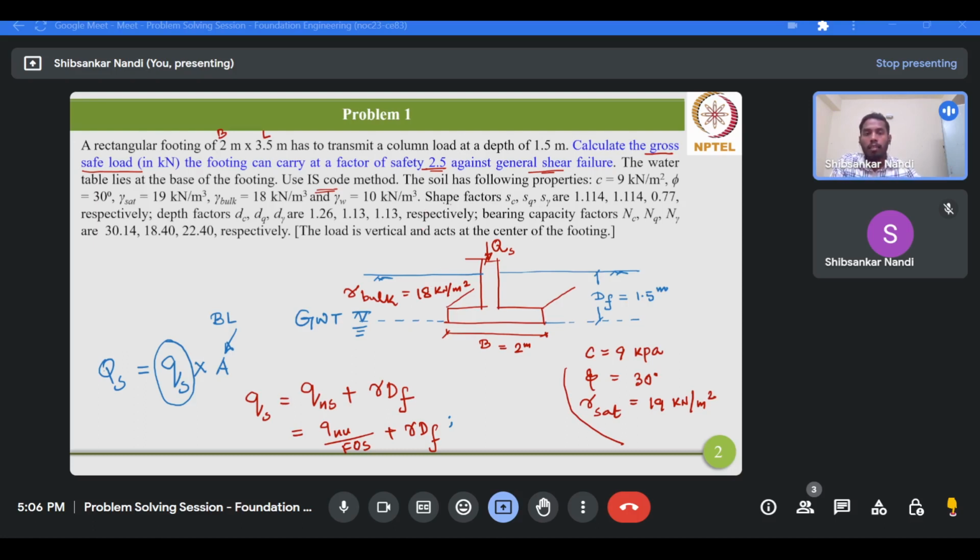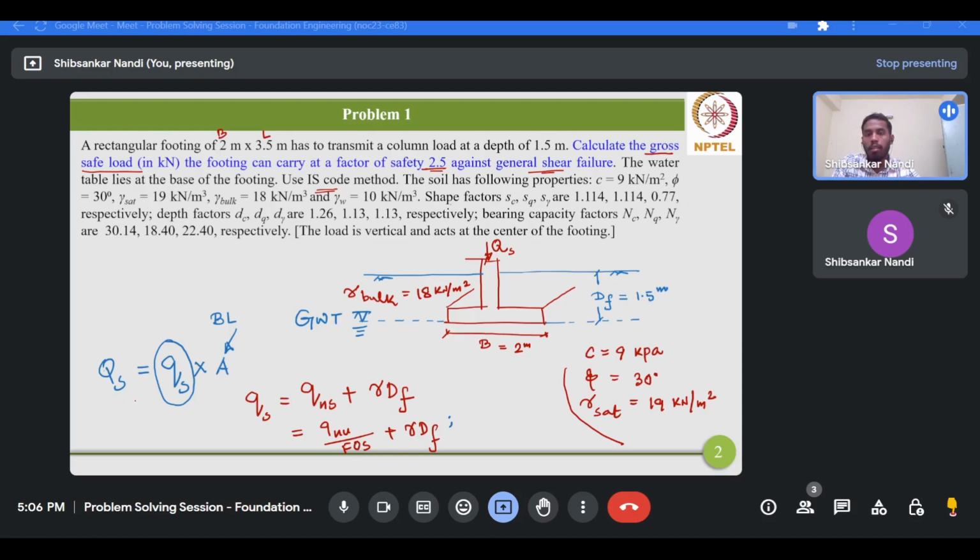Apart from that, the different shape factors: since the footing which is carrying the column load is not a strip footing, it's rectangular in shape, you also have to implement the corrections according to shape factors. So the shape factors, depth factors, and bearing capacity factors are also given in this problem. Now to determine the inclination factors, it is mentioned that the load is vertical and acts at the center of the footing. Therefore, you can assume inclination factors as unity for all the components like cohesion, surcharge, and unit weight.